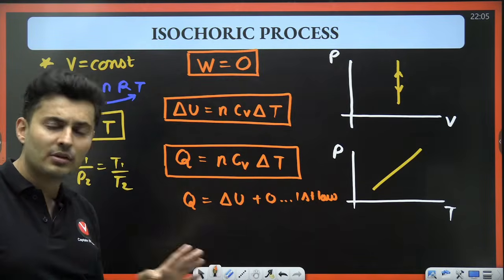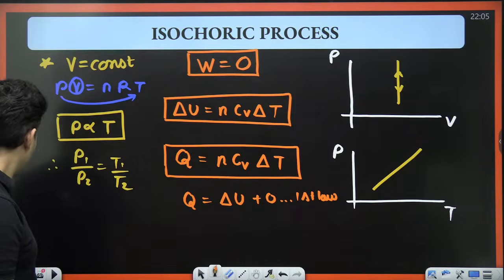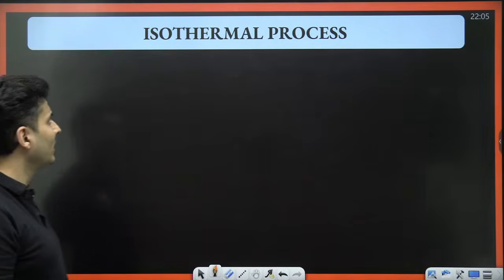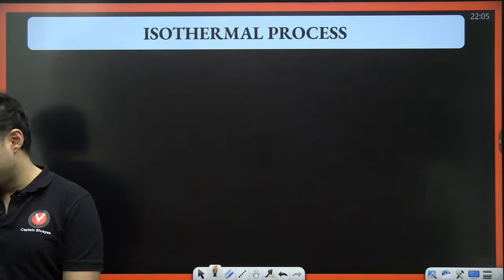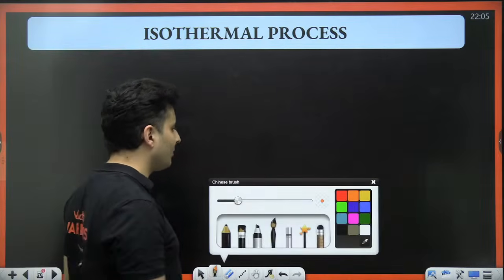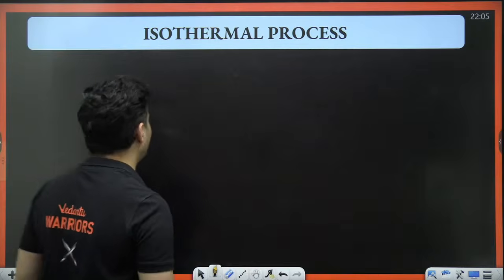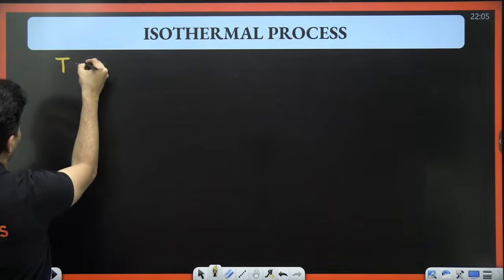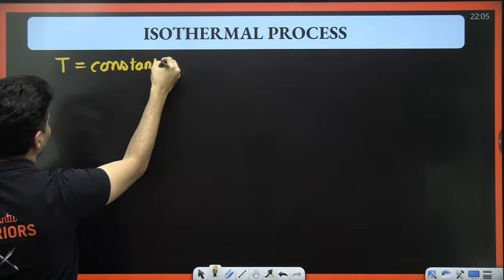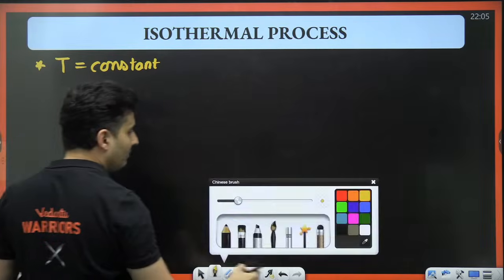Perfecto? Understood? Okay. So, let's go on to the next one, which is isothermal process. So what is isothermal process? Therm, T, temperature. So the temperature is going to be a constant. That is the main part over here.